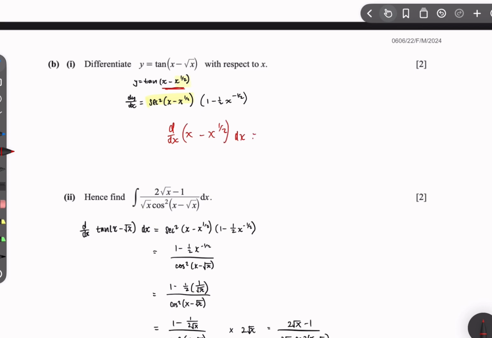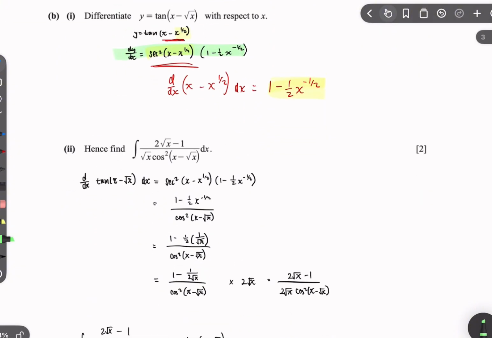is equals to 1 minus half x to the power of minus half. So this part, you need to multiply this part by secant squared of this part. So yeah, this is the final answer.